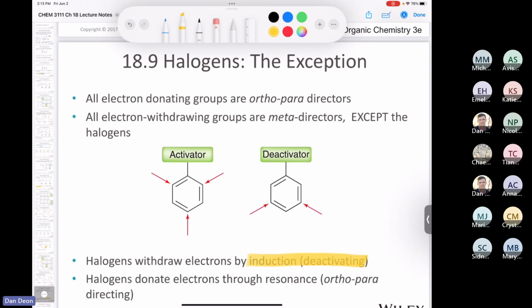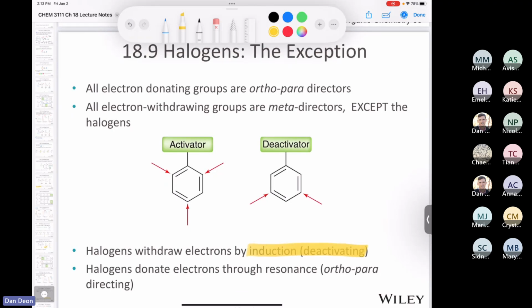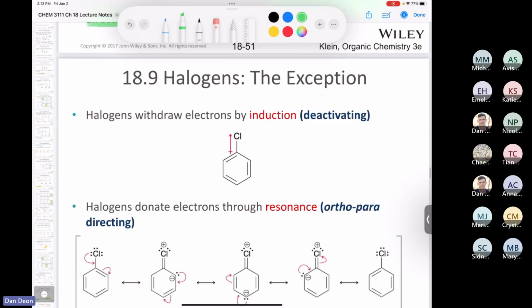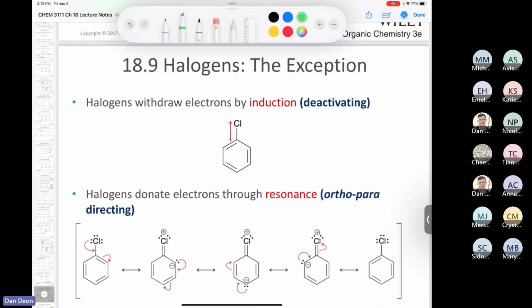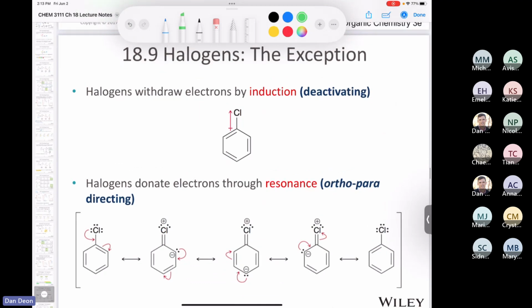If you think fluorine, chlorine, these are very electronegative atoms. However, they can actually donate electrons through resonance. So they're electron withdrawing via induction, but they're electron donating through resonance. So it's kind of like you've got two things going on here. Here is a picture of chlorobenzene, and we see it's got a dipole going towards the chlorine. And so the chlorine is deactivating, right, because of induction.